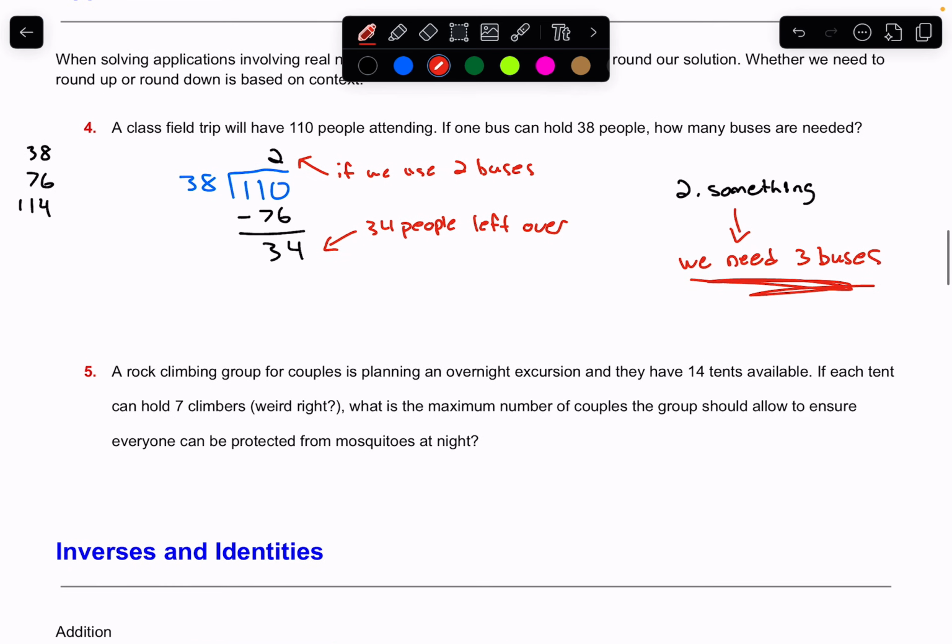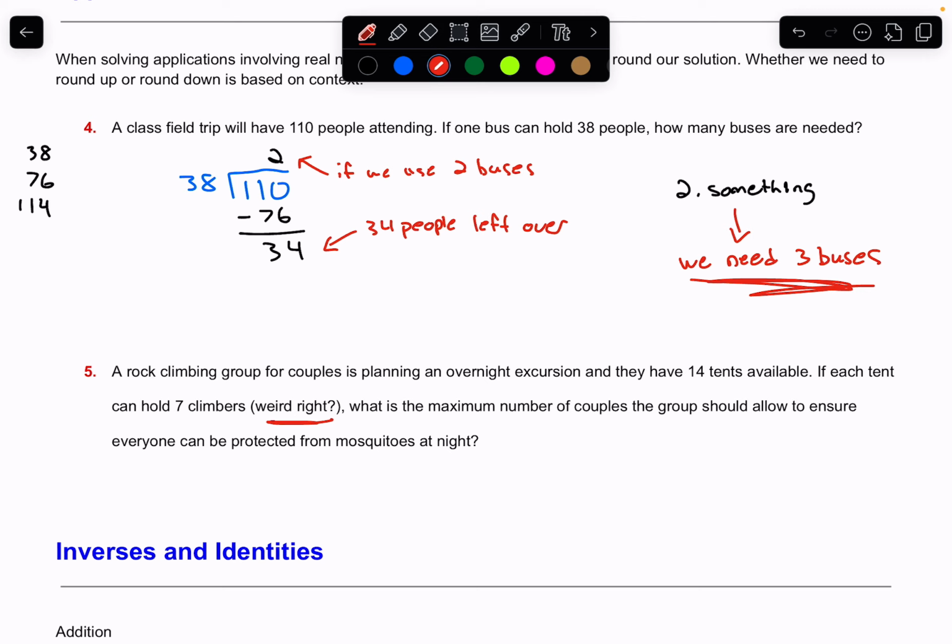All right, let's look at a weird scenario here. A rock climbing group for couples is planning an overnight excursion, and they have 14 tents available. If each tent can hold 7 climbers, which is strange considering this is a trip for couples, what is the maximum number of couples the group should allow to ensure everyone can be protected from mosquitoes at night, meaning that everyone has a spot in a tent?